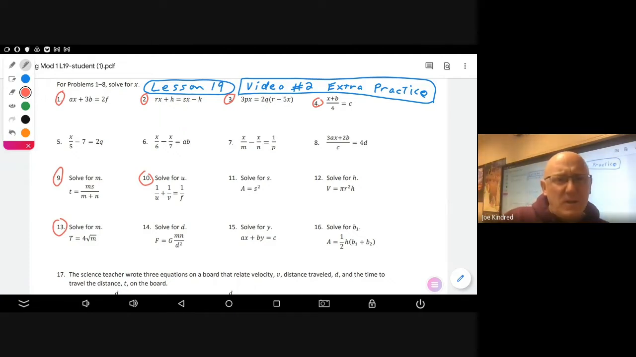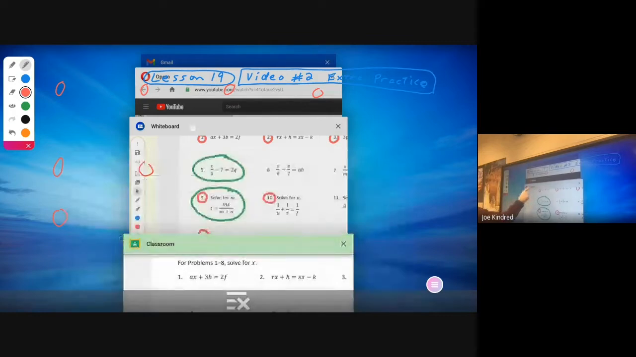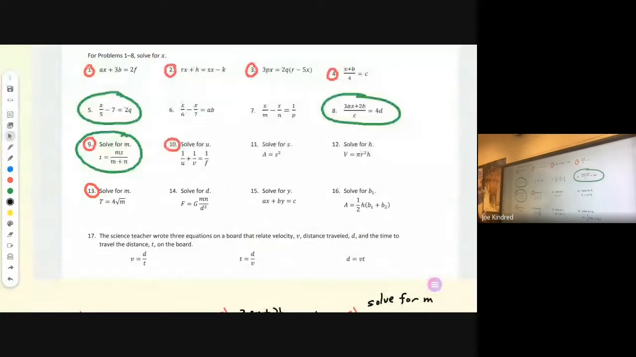And so here we go. I'm going to get right to looking at this set that you're looking at here in your Eureka Math workbook, Lesson 19, Module 1. We're going to continue to forge forward in practicing solving for particular variables. And so let's begin. Okay, so I'm going to select 5, 8, and 9. I know 9 we didn't get to, so that's one of the reasons why I want to do that.